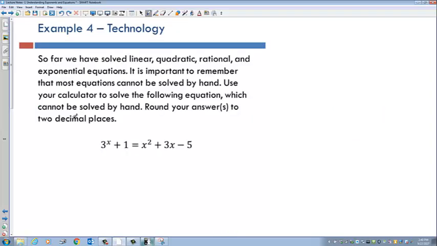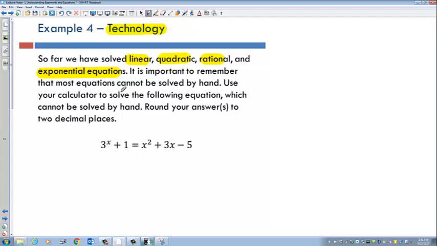All right, the very last example we're going to do, we want to do a problem with technology again. So far we've solved linear equations, quadratic equations, rational equations, and today we learned how to solve exponential equations. But remember, most equations cannot be solved by hand. So most equations you have to have some sort of technology to solve them.